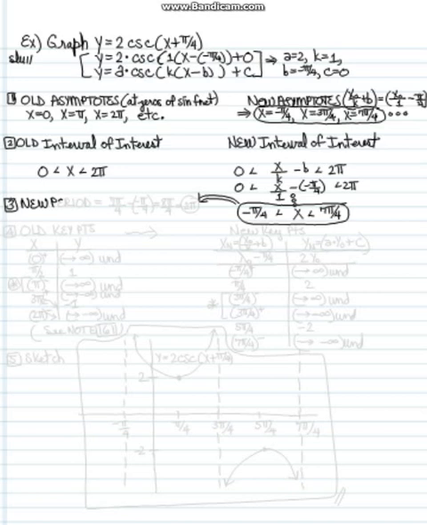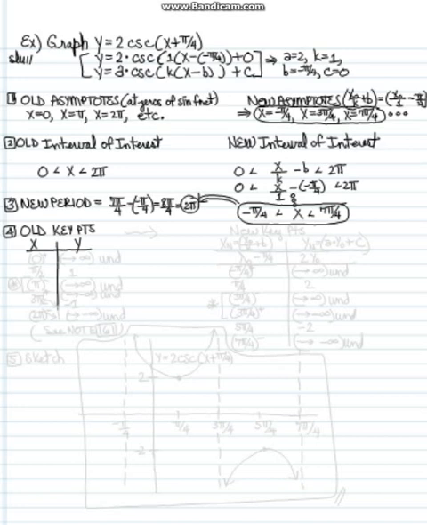Using that as x initial less than x final, our new period is x final minus x initial. So it's 7 pi over 4 minus a negative pi over 4, which equals 8 pi over 4, which simplifies to 2 pi. It's a 2 pi period.